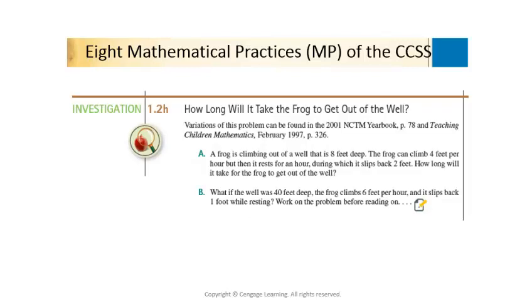So now let's look at a problem that's similar to one that you've got in your homework, and let's see if we can solve this problem using those practices.